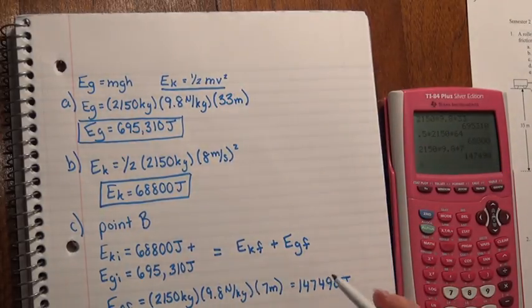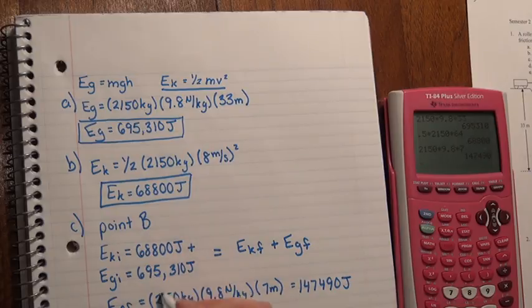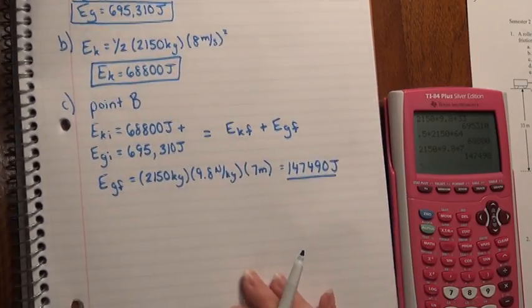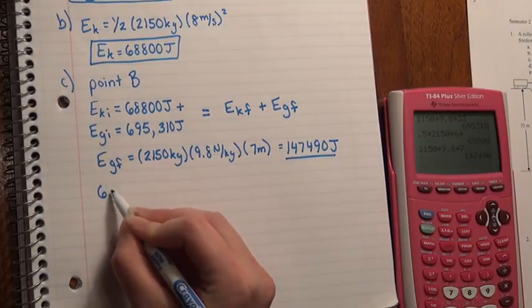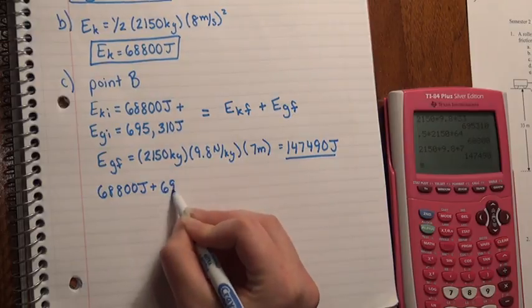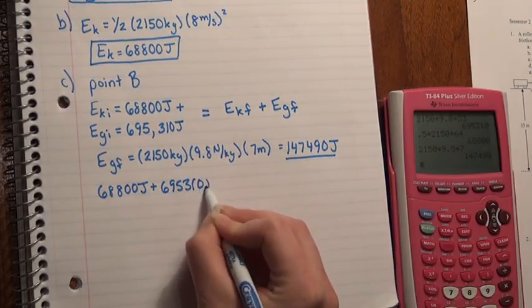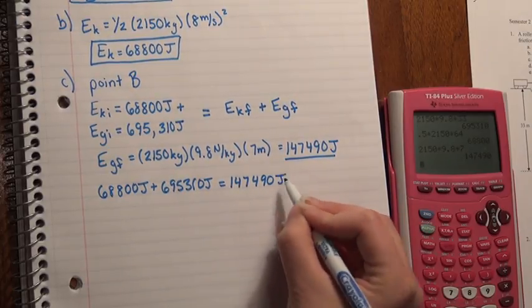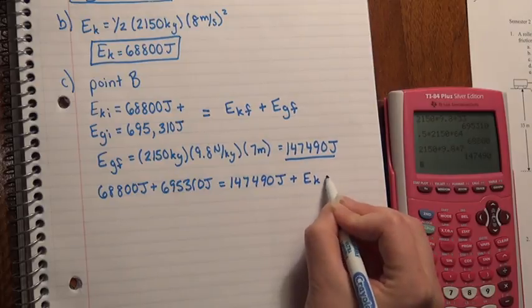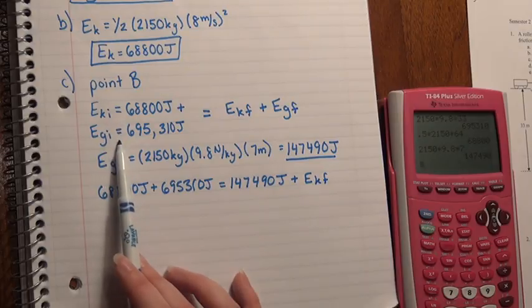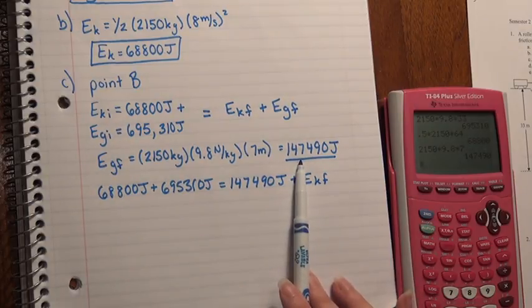Since we're solving for the velocity of the car, and velocity depends on the final kinetic energy, we can solve for Ekf by plugging our final potential energy into this equation. So we can say that 68,800 joules plus 695,300 joules is equal to 147,490 joules plus Ekf. And I hope it's clear where all those numbers came from. We have our initial kinetic and potential energies, and then our final potential energy here.